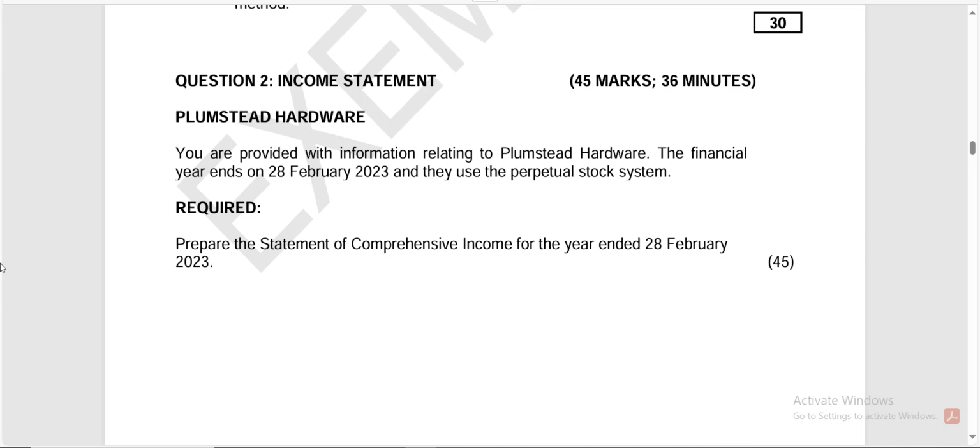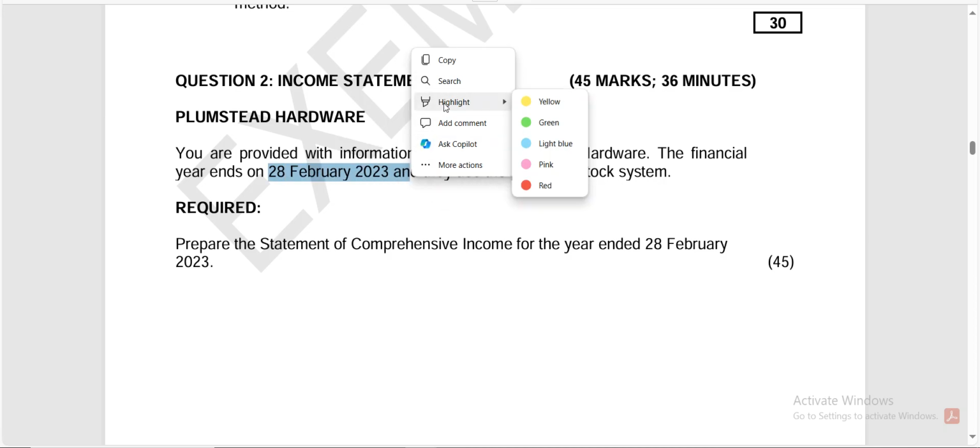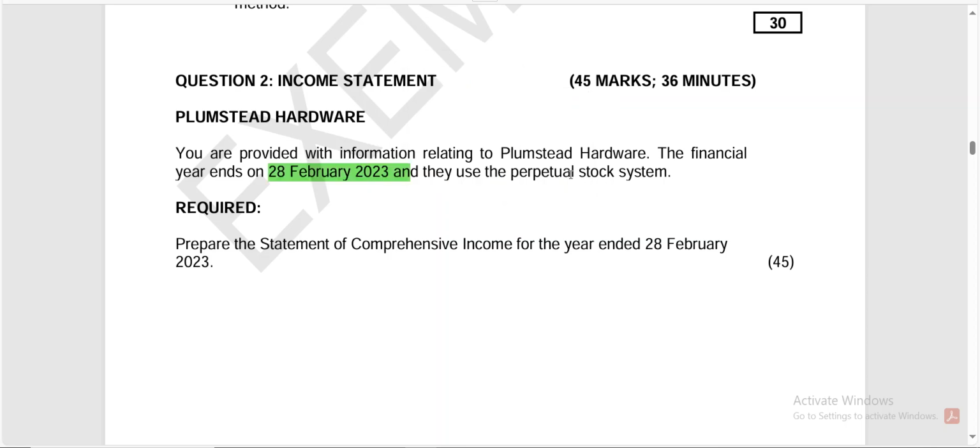So here they're saying that you are provided with information relating to Plum Store Hardware. The financial year ends on 28 February 2023 and they use perpetual inventory system. Very important for us to know that they use perpetual inventory system because there will be some transactions that will affect this. Remember, if our year ends on 28 February 2023, it means that it started on the 1st of March 2022. Very important for us to know that.